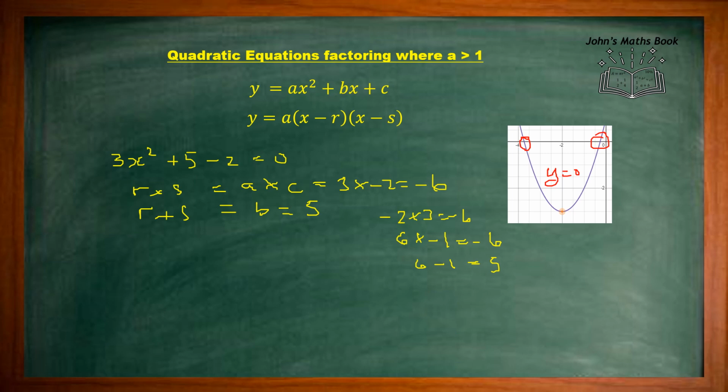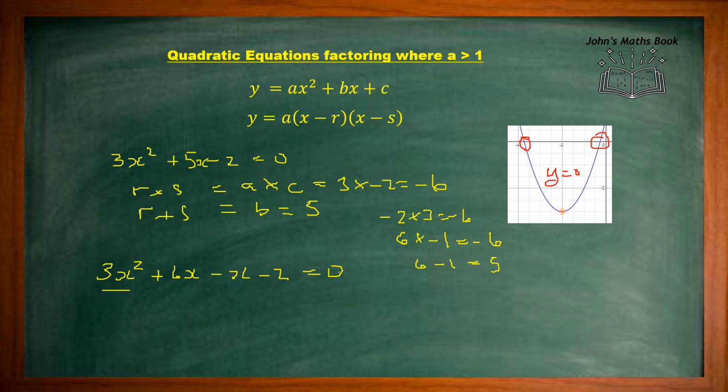So let's rewrite the quadratic and split the middle term, the 5x there. So 3x squared plus 6x minus x minus 2 equals 0.